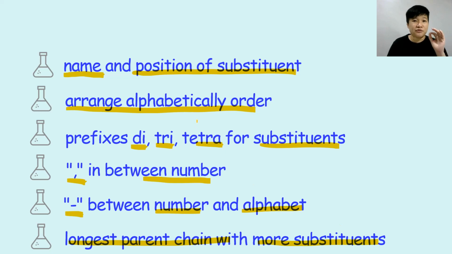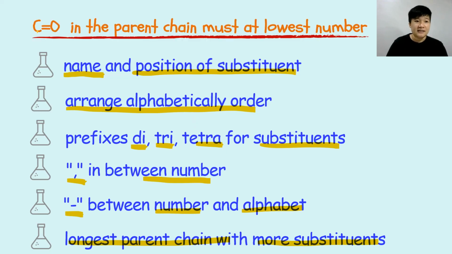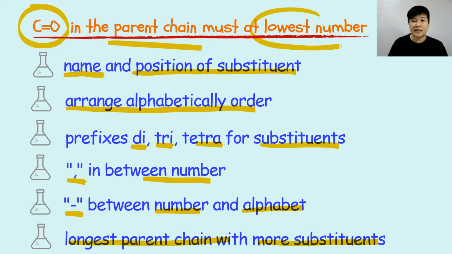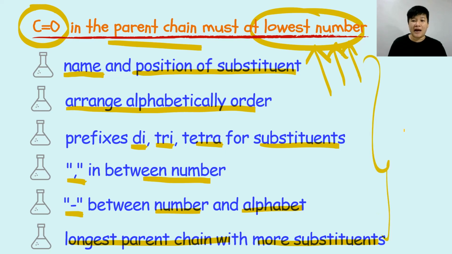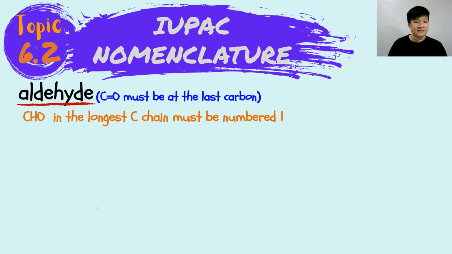And the only rule that we add in is your C double bond O in the parent chain must be at the lowest number. That is the only thing that we added in this IUPAC naming. The rest will be the same as before. Alright? So all the rules is the same. Only one thing. The C double bond O must be at the lowest number. Easy. Let's move on to another example.